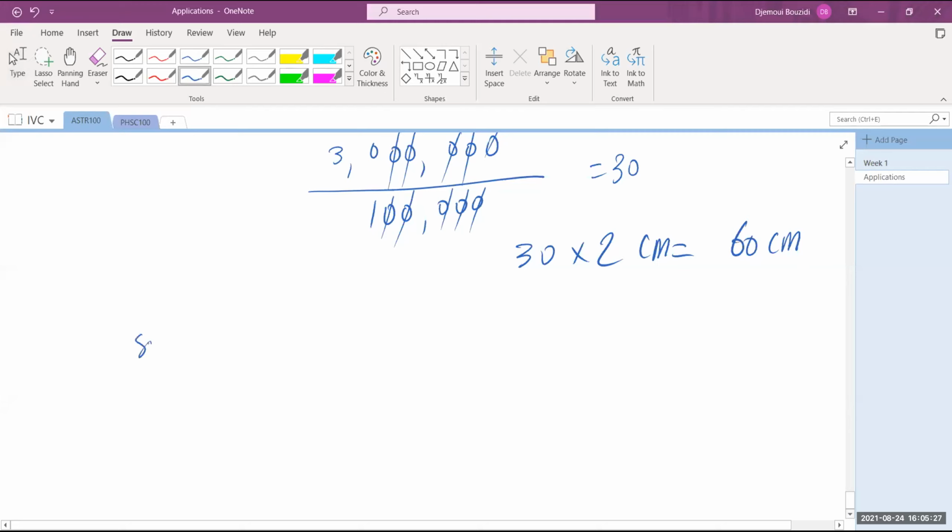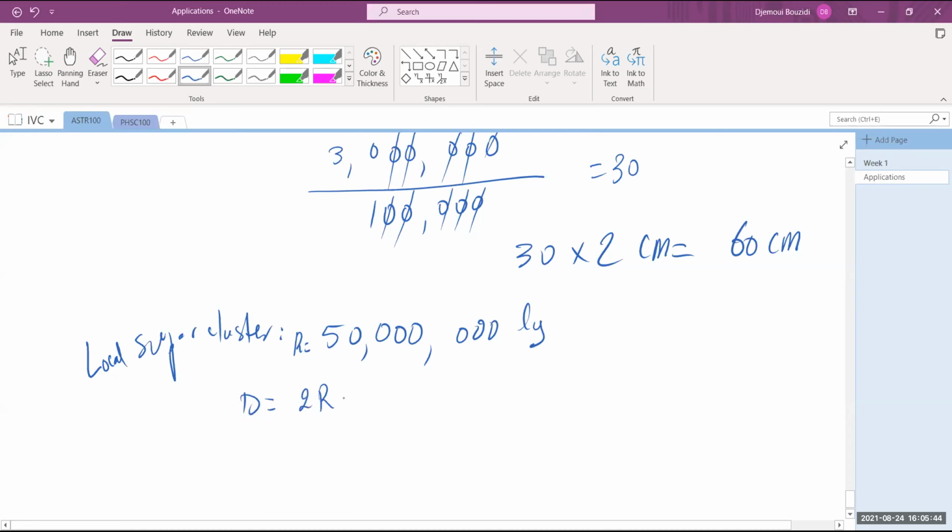So the local supercluster is 50 million light years. And this is the radius, by the way. So the diameter of the local supercluster is going to be twice the radius, and twice 50 million is 100 million light years. Compared to that of the galaxy, which is only 100,000 light years across.